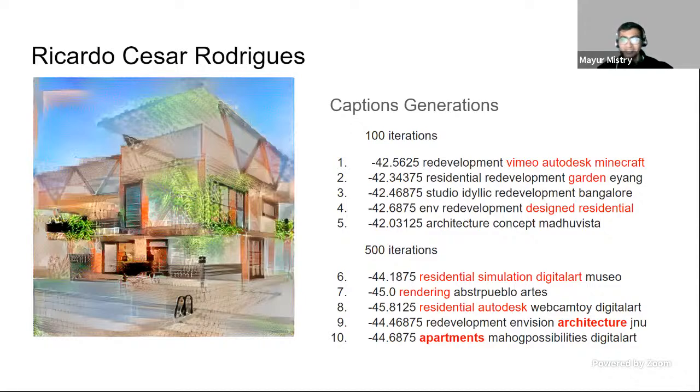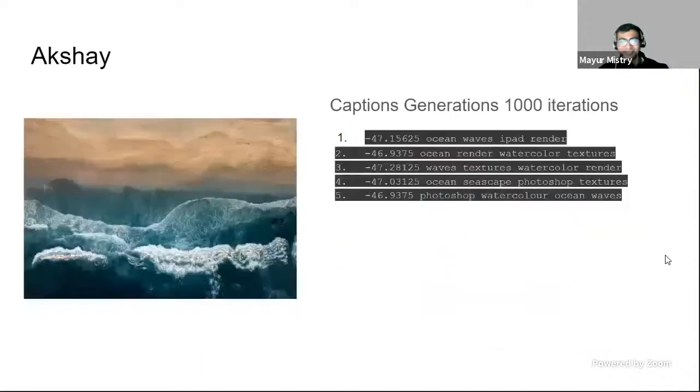It's also saying rendering and Minecraft. I love how it throws in Autodesk. That's very specific. But it knows we have this software. These were the first 100 iterations. Then it got better. Oh, Bangalore. It's a city in India. Cool. Awesome.